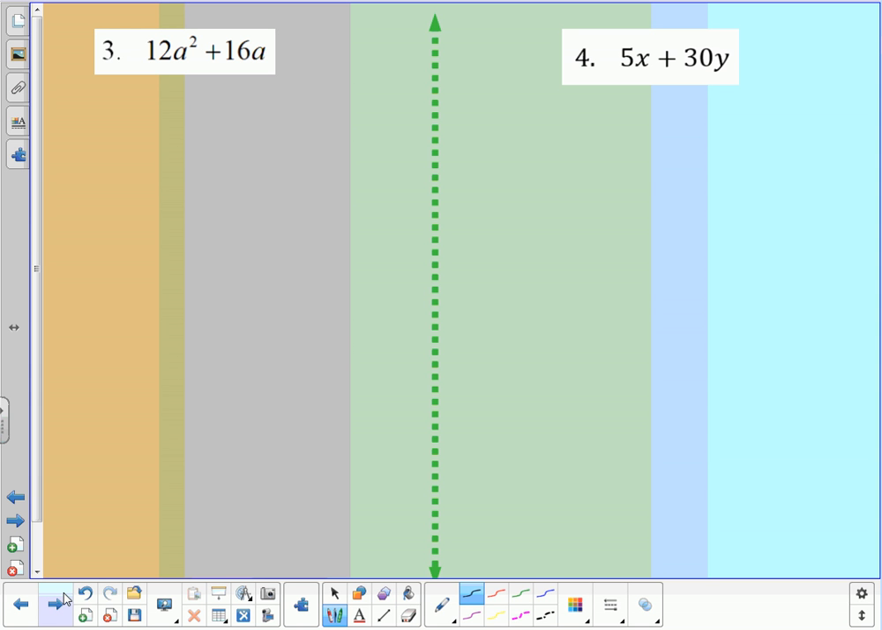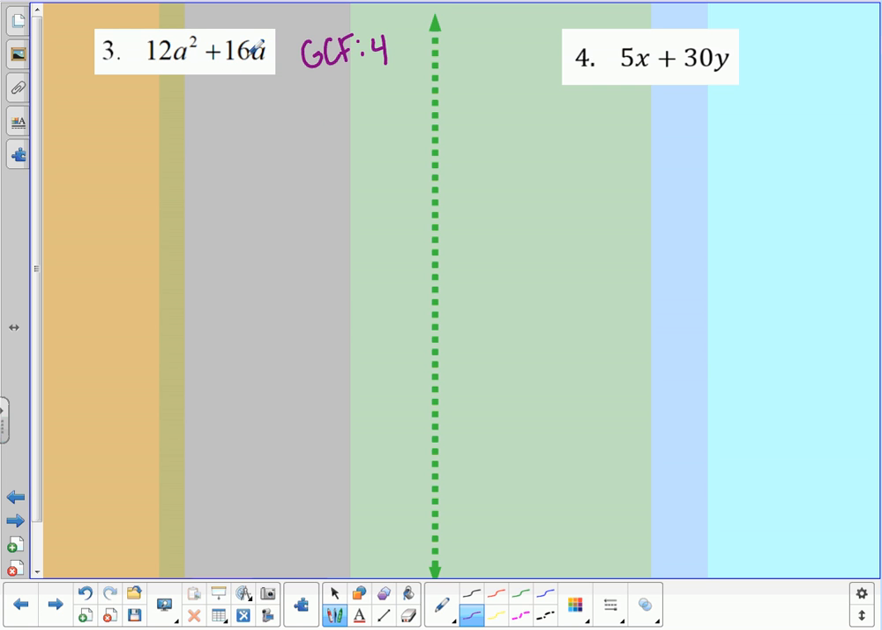So let's take a look at how we do that. If I look at number 3, I have 12a to the second plus 16a squared, and I want to write it in factored form. The first thing I need to look for is what is the GCF. Just off to the side here, I'm going to make a note to myself of what the GCF actually is. Think about the largest factor that can come out of both 12 and 16. The largest number that can be divided out of 12 and 16 is 4.